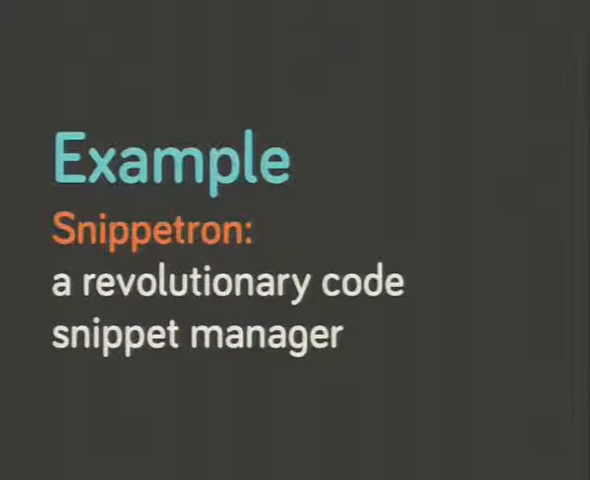So our example is going to be a very simple one: Snippetron, which is a revolutionary code snippet manager. And this is on GitHub, and I'll show you the link later on. But don't get too excited, because I've only actually implemented one scenario, so it doesn't really do very much at the moment. But feel free to fork it and turn it into your $1 million web app if you want.